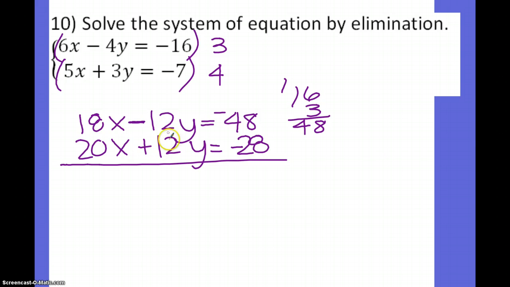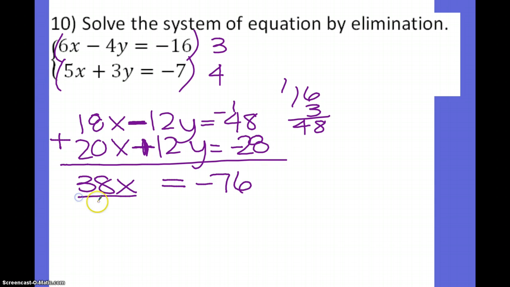So now that we have the 12s, now we check, is one of them positive and one of them negative, and actually we already have that. One is positive and one is negative, so we're going to add the equations together. 18 and 20 makes 38x, 0y, so I don't write that at all. And here, 8 and 8, 16, 76, so negative 76. And if we divide out 38 on both sides, x is negative 2.